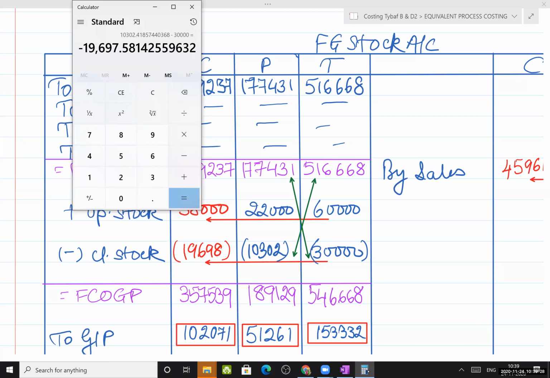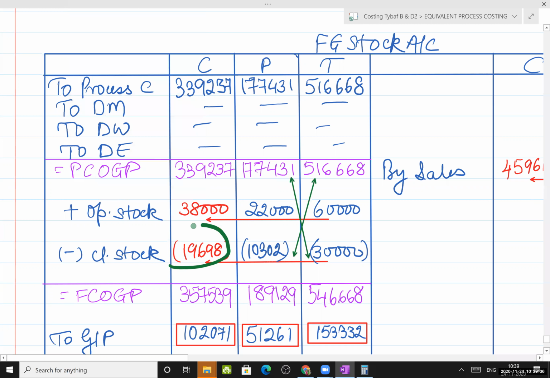So 19,697.5, make it 698. That is the cost price of your closing stock. So when you take it in the balance sheet, you will take this cost price in the balance sheet. This one, not this. Not this, this is on transfer price. So market price or cost price, whichever is less.